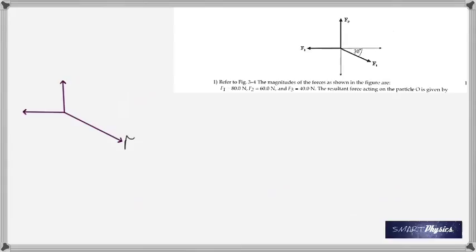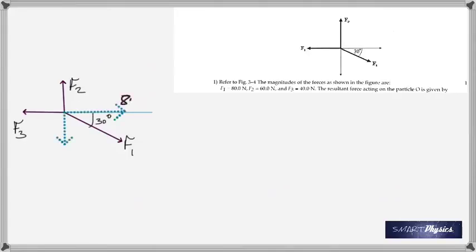But you can understand that one of these forces is along the y-axis, another is along the negative x-axis, and there's only one that is inclined. So to find the resultant, the idea is to resolve this force into its 2 components. One will be along the x, the other along the y. So you have F1, F2 and F3.